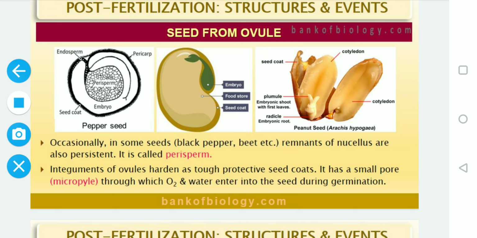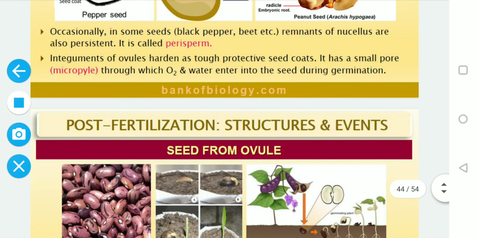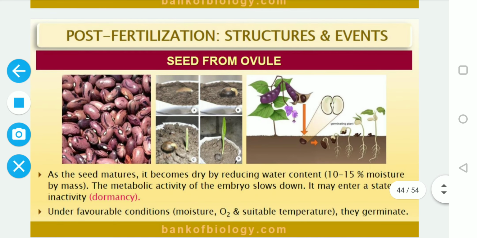The integuments are generally protective layers, the outer integument and inner integument. We studied the structure in the beginning only. The anatropous ovule we have studied, right? Outer integument and inner integument are nothing but protective seed coats. But the micropyle end is the entry of oxygen and water into the seed during germination. Okay. So here you can identify how the germination of the seeds happens.